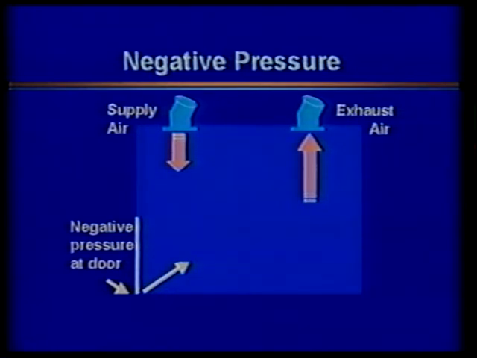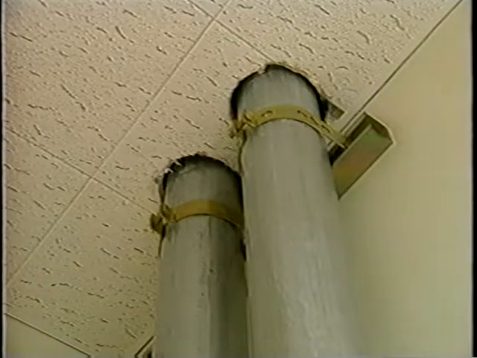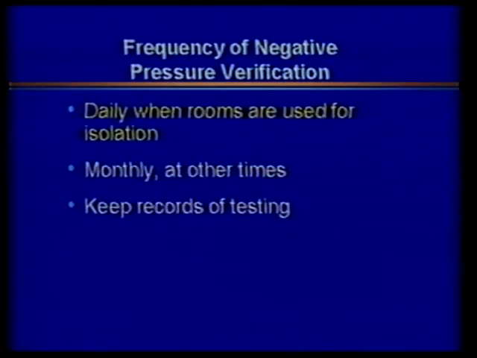Negative pressure will be compromised by any leaks in the room, such as holes in the ceiling tile, or openings around light fixtures, or open or leaky windows. Negative pressure should be verified and documented every day while the room is occupied by a known or suspect TB patient. Otherwise, it should be verified and documented at least once a month. Records of this testing should be kept.